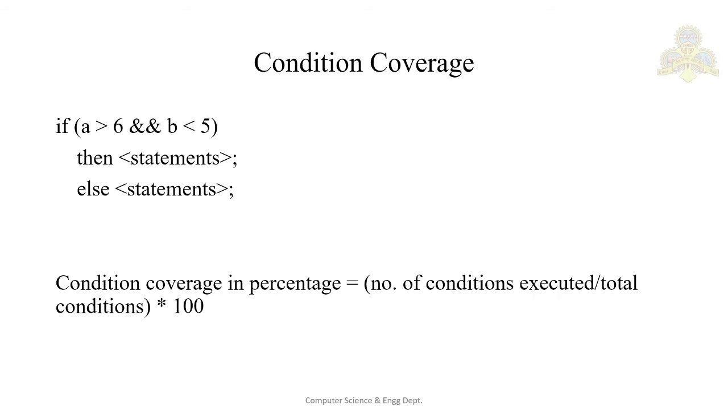In addition to this, it is also necessary to ensure that each individual condition in the conditional statement is made true and false. That is, if A is greater than 6 is true, you have to write test cases for making that condition false, like A is not greater than 6. The next condition is B is less than 5. You have to test for this condition, as well as B is greater than 5. There is a formula for condition coverage in percentage: number of conditions executed divided by total number of conditions, into 100, gives you the condition coverage percentage.